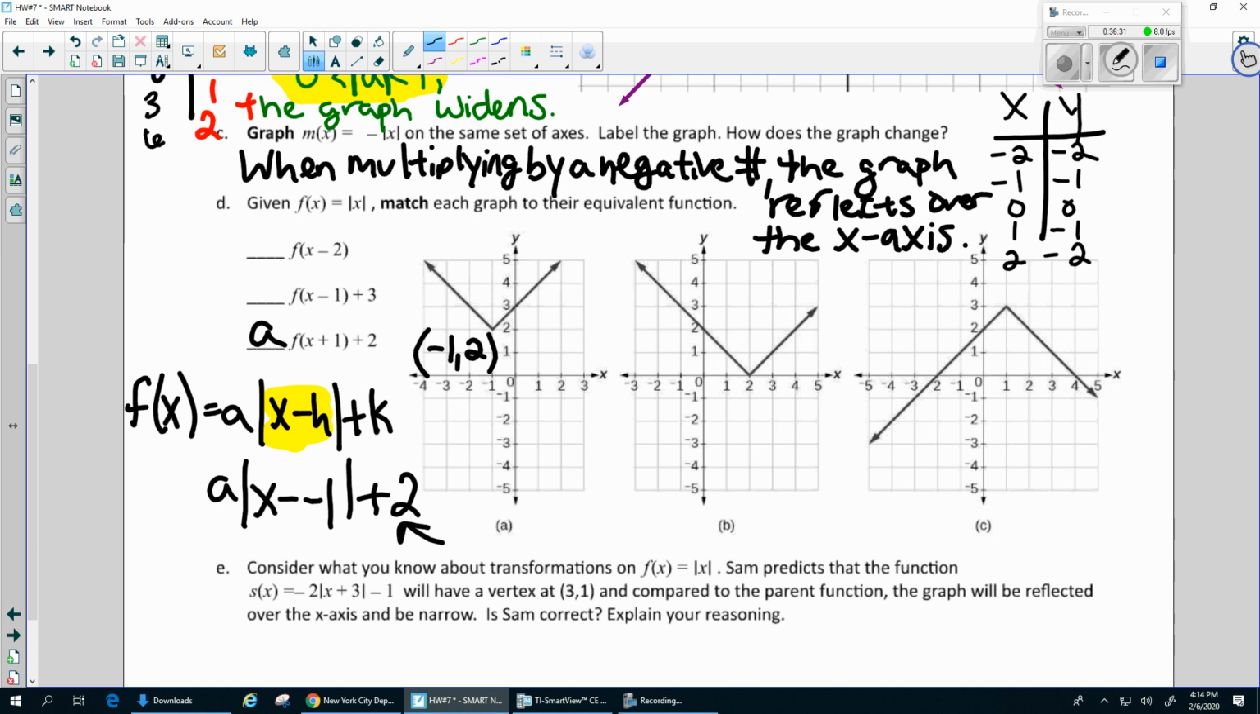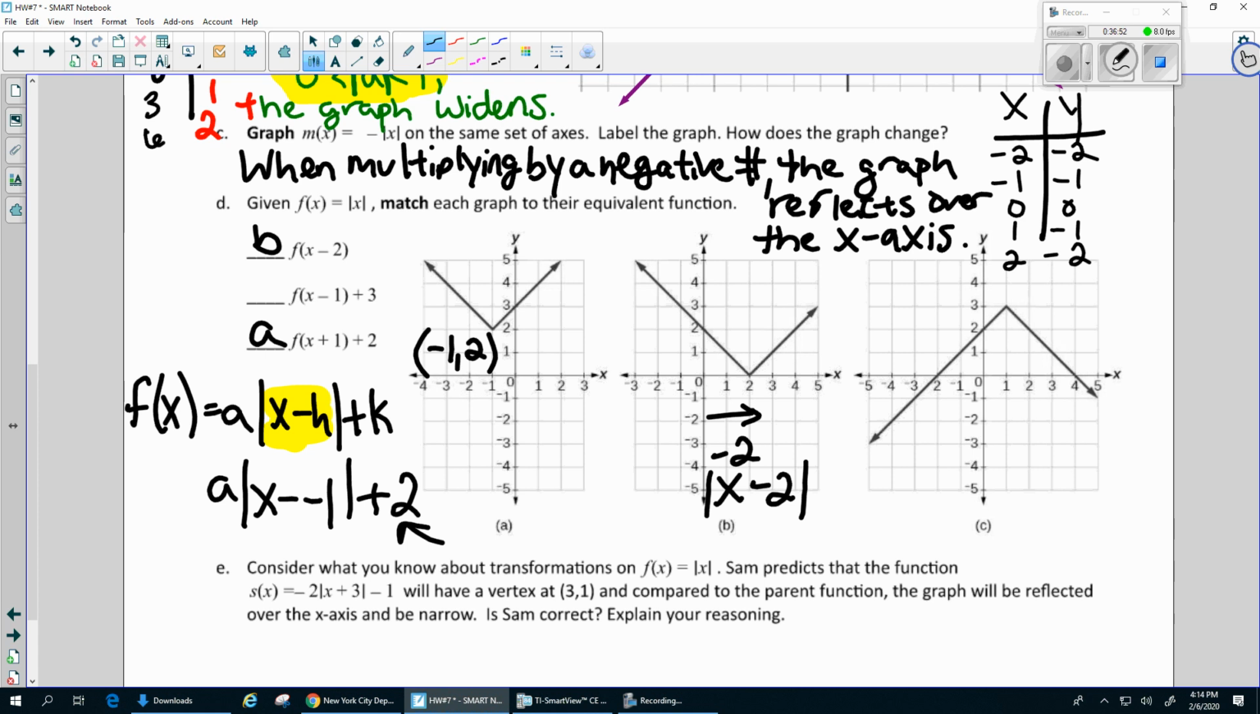Here, graph B, I'm shifting to the right 2. Well, if I shift to the right 2, that means I'm subtracting 2. So I have x minus 2 inside the absolute value bars. So that is going to be the first option.